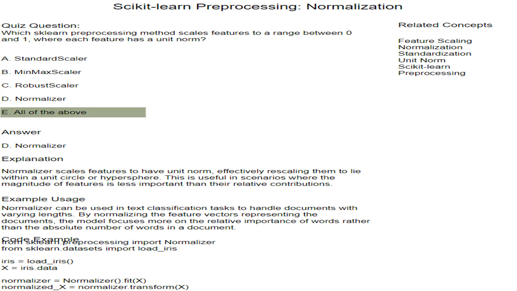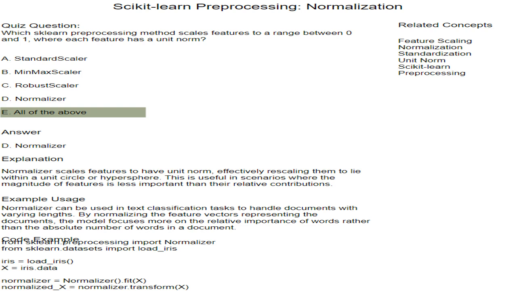Feature scaling: the process of transforming features to a common scale, often done to improve the performance of machine learning algorithms. Normalization: a type of feature scaling that scales features to a range between 0 and 1. It is particularly useful when dealing with features that have different scales or units.